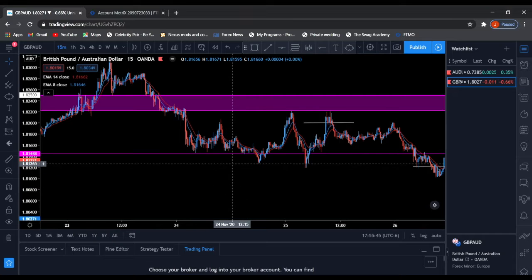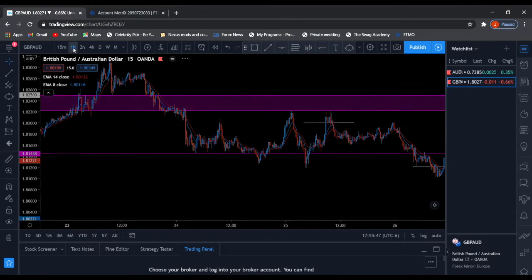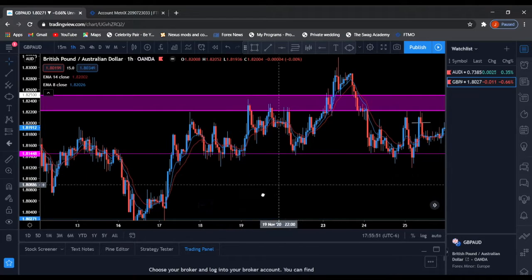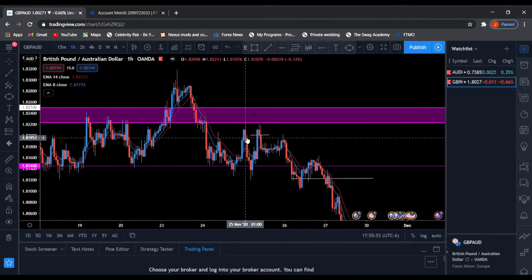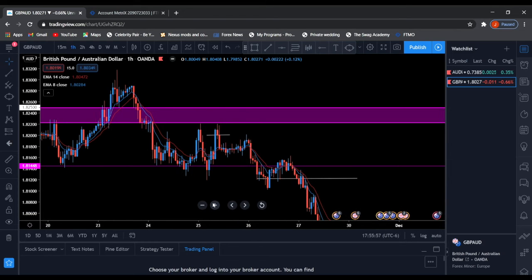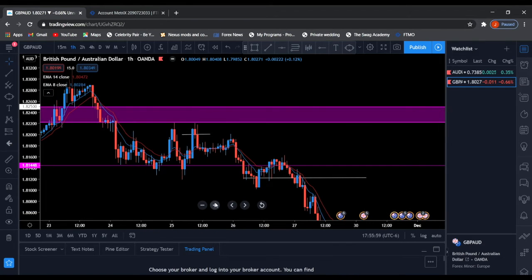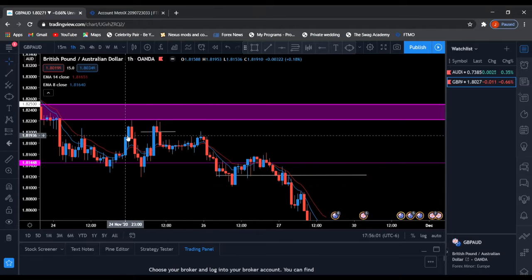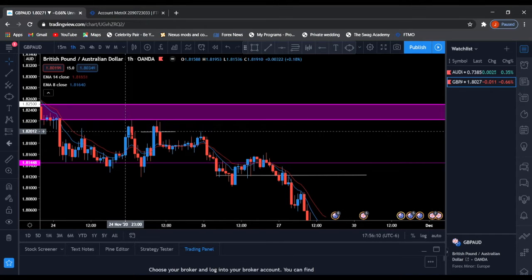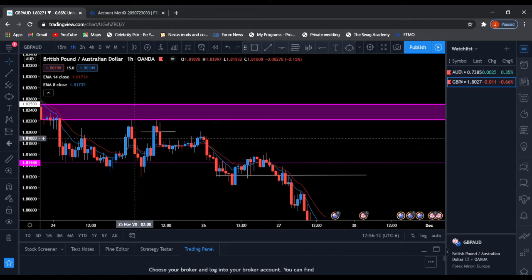So you go back to the 1-hour. Once I got stopped out over here by these candles, I waited for a retest again. So it retested right here, but it retested around 1 o'clock. So I was asleep at that time, so I didn't enter at all.